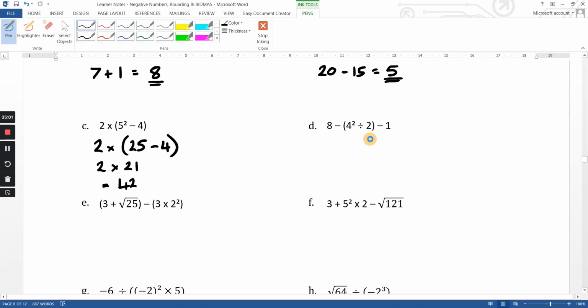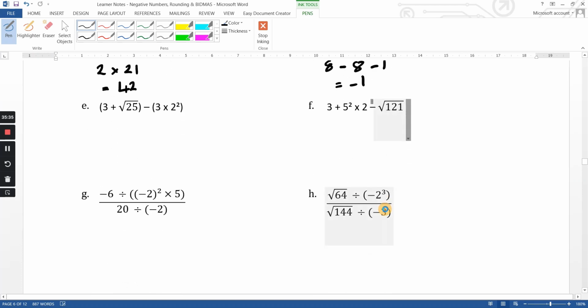Part D, again, let's do the brackets first. 4 squared is 16. Let's do it in stages. 16 divided by 2 is 8. So I've got 8 take away 8, which is 0. 0 minus 1 should end up with minus 1 for that one. Just be careful, you should have minus 1, because 8 take away 8 is nothing, and nothing minus 1 is just minus 1.